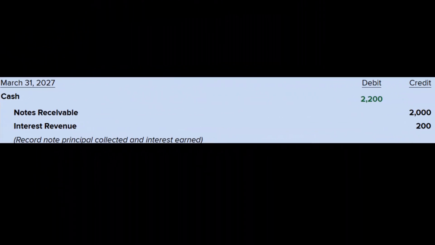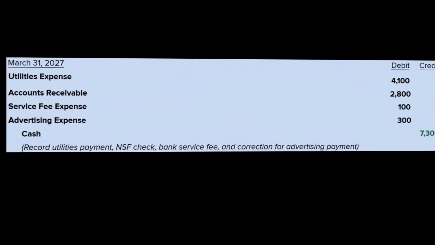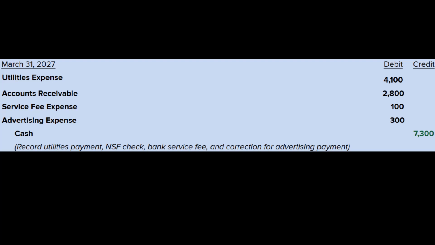We debit cash for $2,200 and credit notes receivable for $2,000 and interest revenue for $200. Second, we record all the cash decreases. This is a compound entry where we credit cash for the total of $7,300. The debits are to utilities expense for $4,100, accounts receivable for the $2,800 NSF check, service fee expense for $100, and advertising expense for the $300 error correction.